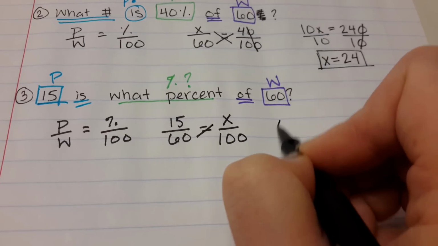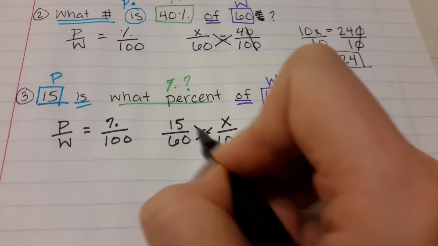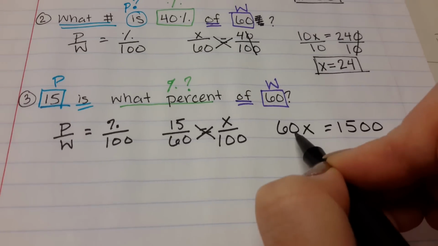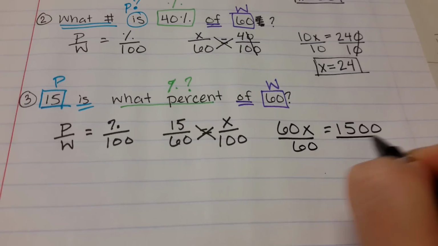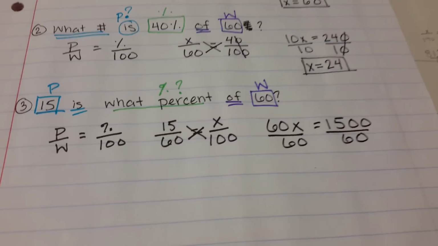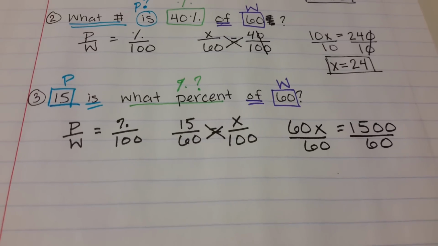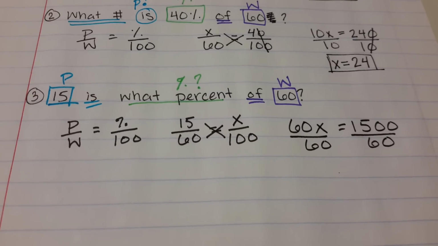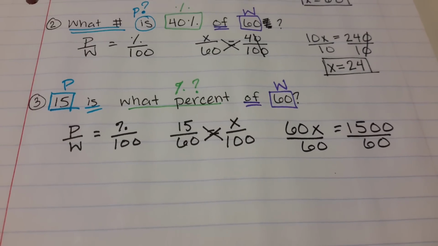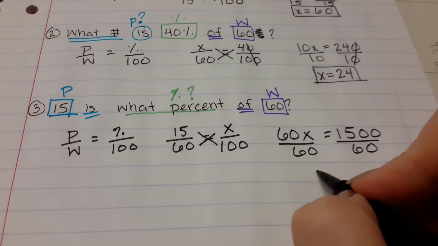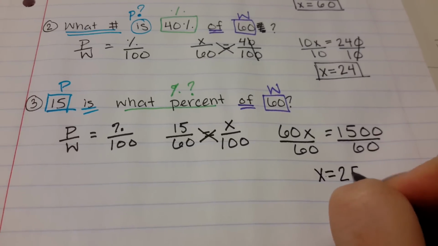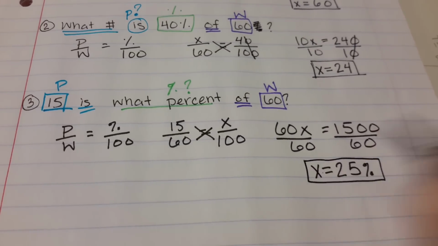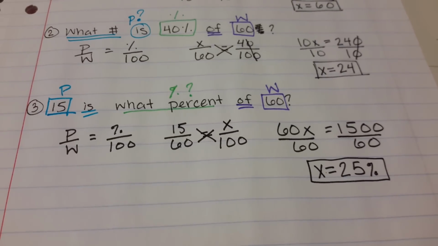60 times x, 60x. 15 times 100, 1,500. And we're going to divide by 60. Again, you're welcome to use your calculator. And 1,500 divided by 60 is 25. And we're talking about a percent, so we should add our percent symbol. That is all for today.